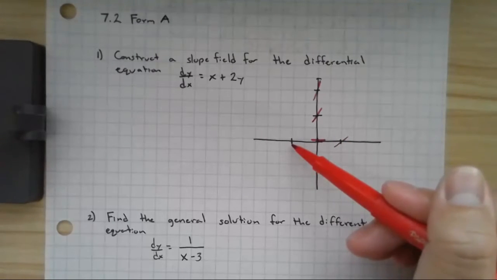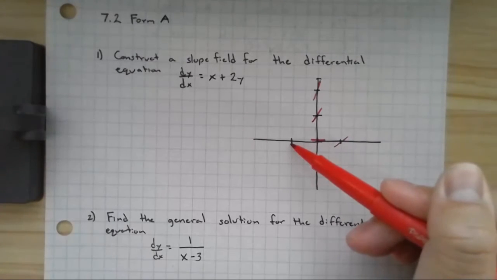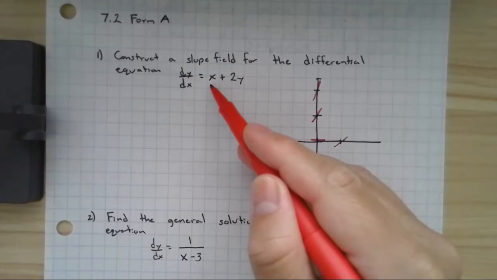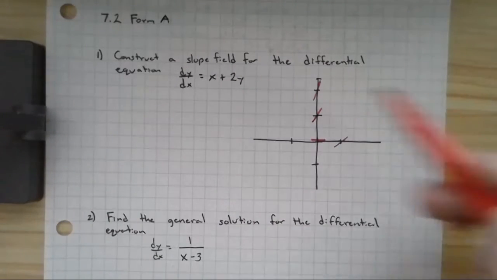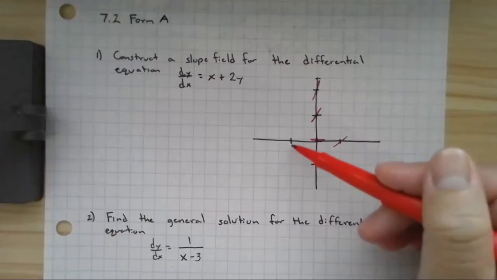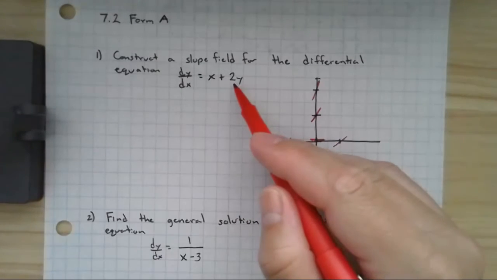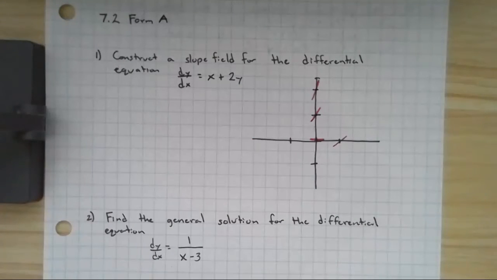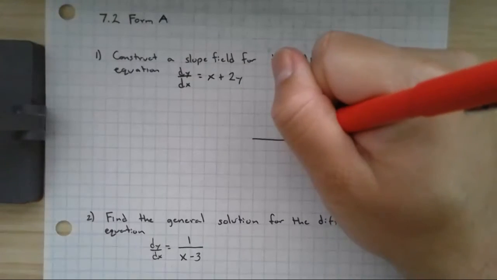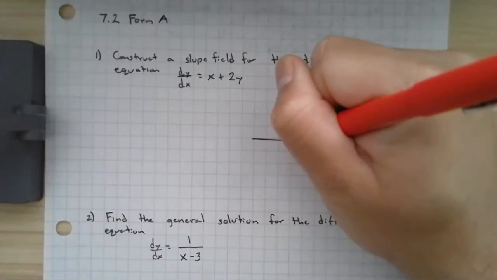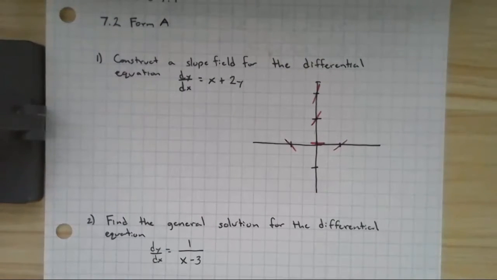So let's go with this one here. This is -1. So -1 plus 2 times 0, right? Because the y value is 0. So -1 plus 0, you get a slope of -1. So this was now a negative slope. So make sure you draw a negative slope. So there it is.